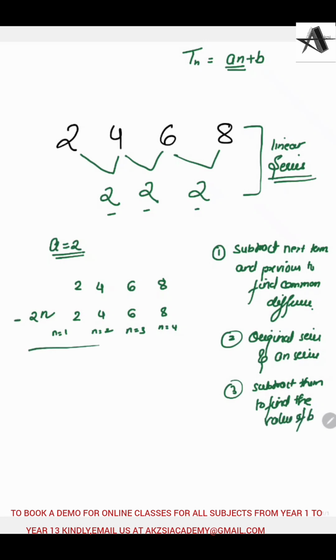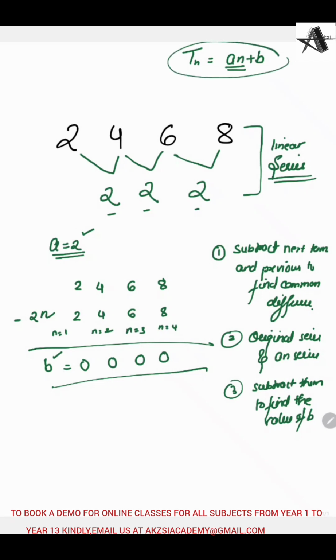When you subtract, you'll get 2 minus 2, 0, 0, 0, 0. You will get a common number, and whatever it comes out to be, maybe it can be 1, -1, whatever. In this case, it's 0. So this will be the value of b. Now you have a as 2, b as 0. Just put it here. So finally, we can say the nth term is 2n. If you want to calculate the 100th term, you just need to put n equal to 100. You'll get 200 as the answer.